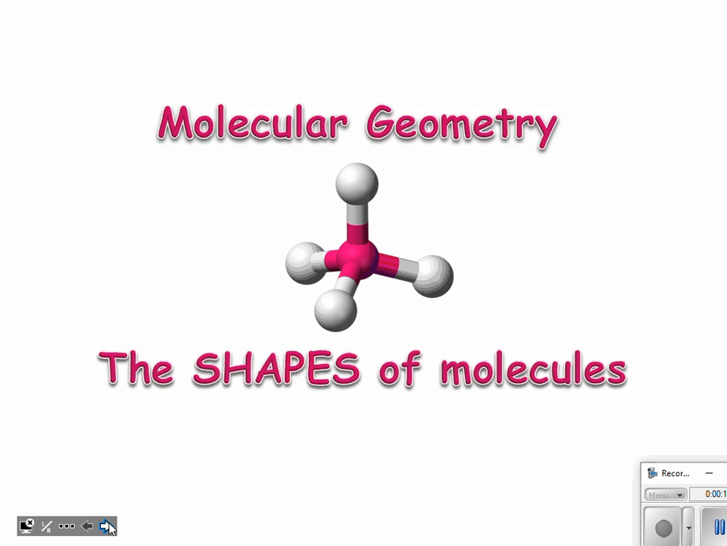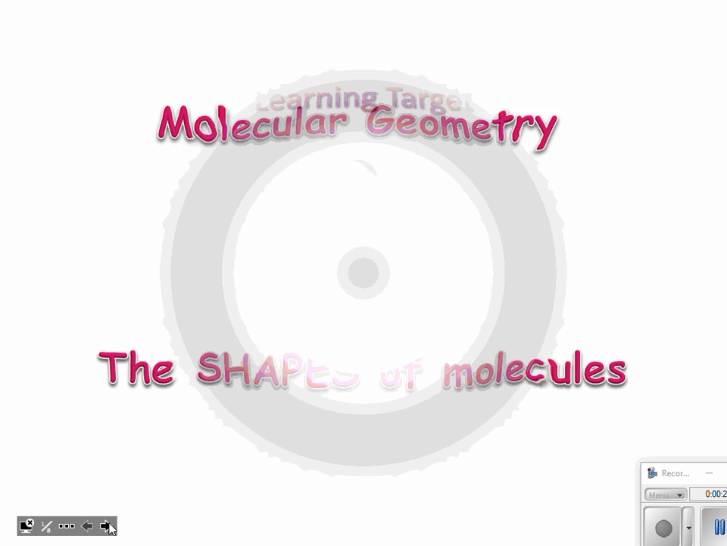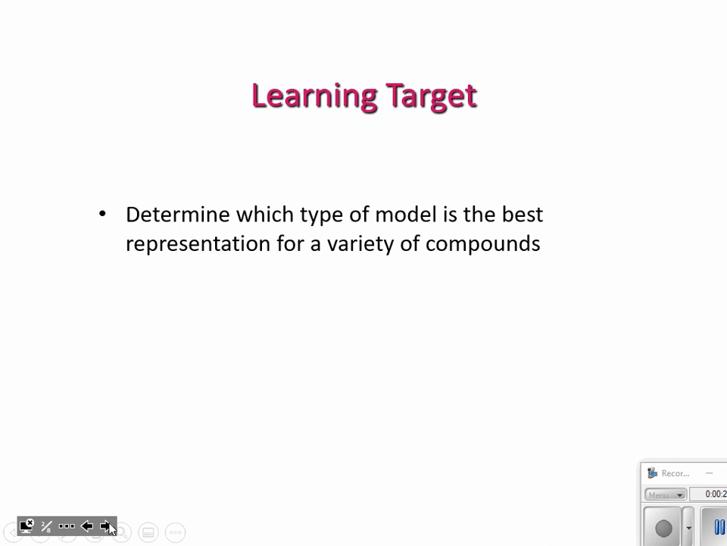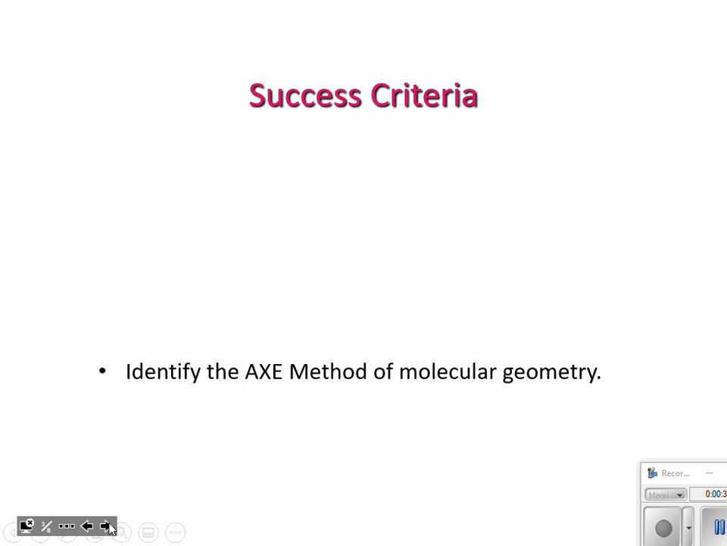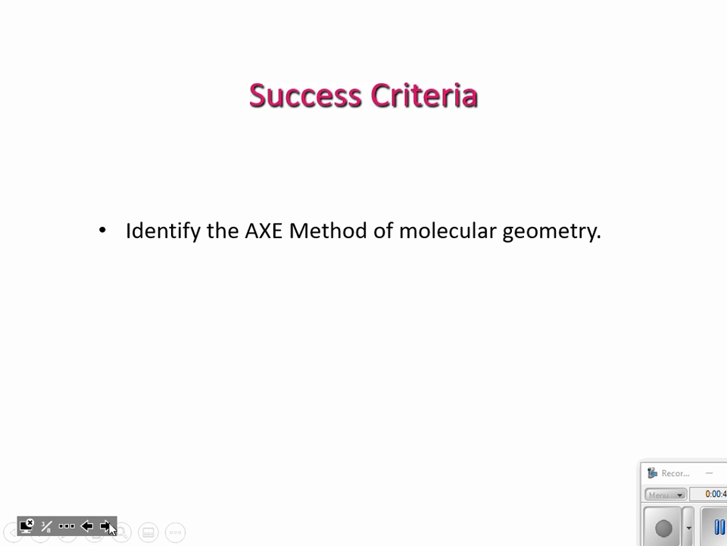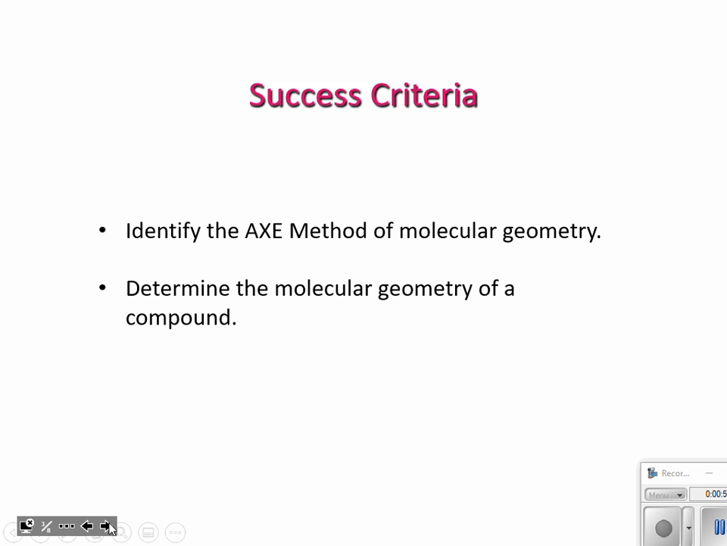our molecular geometry. So our learning target, same as yesterday, is to determine which type of model is the best representation of the compounds. So we're still in that process. And today's success criteria: I can identify the ACTS method for molecular geometry. Just at the end of yesterday, we started talking about the ACTS method. And the second thing is to actually determine the molecular geometry and represent.